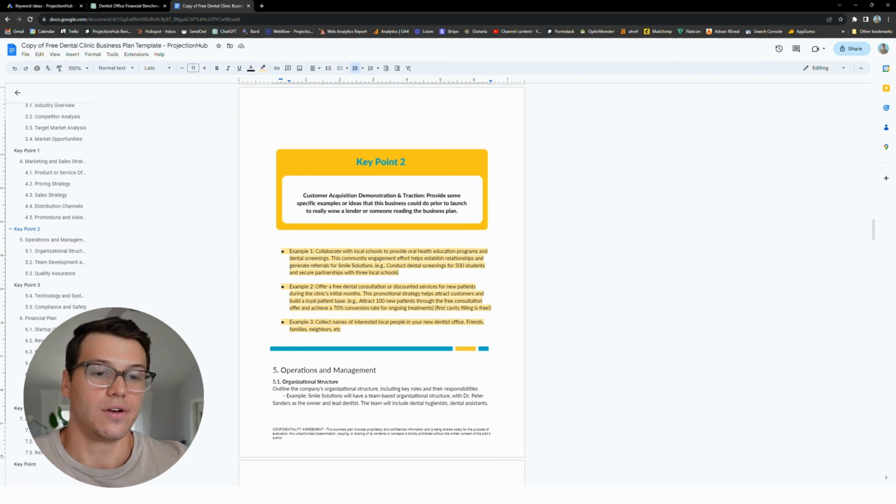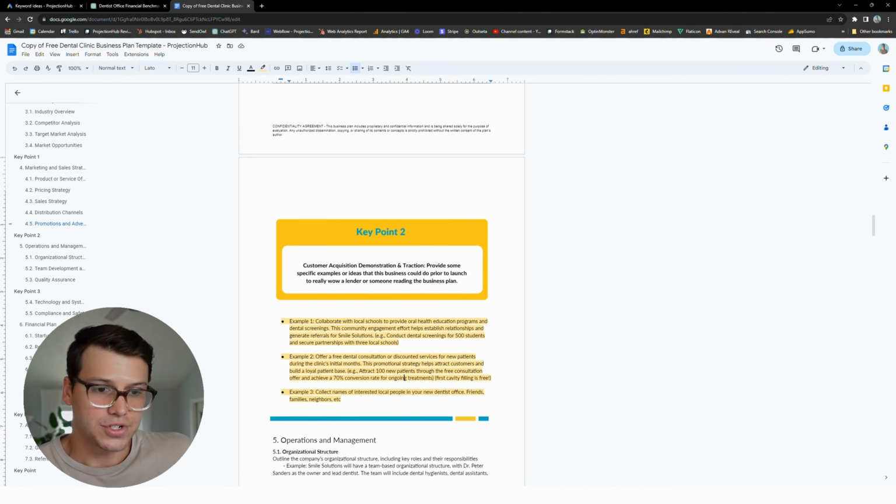That way you can say to your lender, we already have collected the names of 460 people in the community that have expressed they'd like to use our services if we were to open. That's a really great thing. That shows hustle, that shows higher odds you're going to be successful in your plan. And so demonstrate that, be creative.